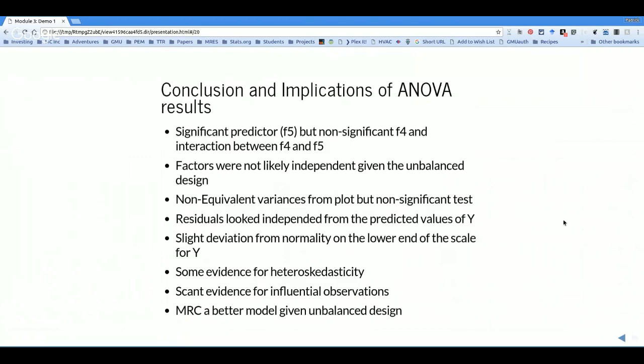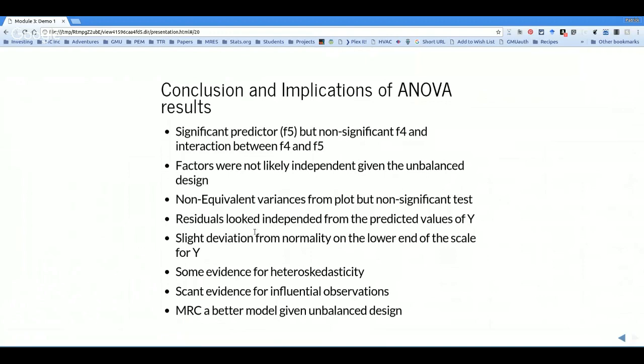Okay, so what are our conclusions and implications? Well, we have a significant predictor F5, but non-significant F4 and interaction. Factors were not likely independent given an unbalanced design. Yeah, I mean, that's one of the problems and weaknesses of ANOVA. We have roughly non-equivalent variances from the plots, but it's a non-significant test, Levene's test.